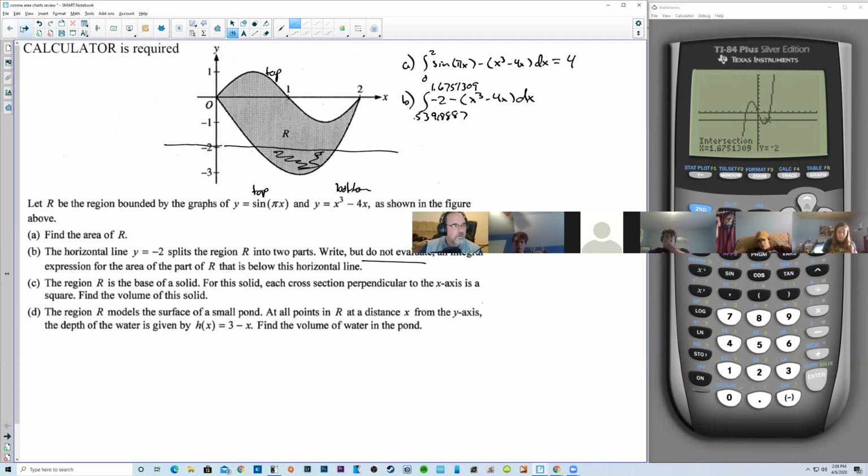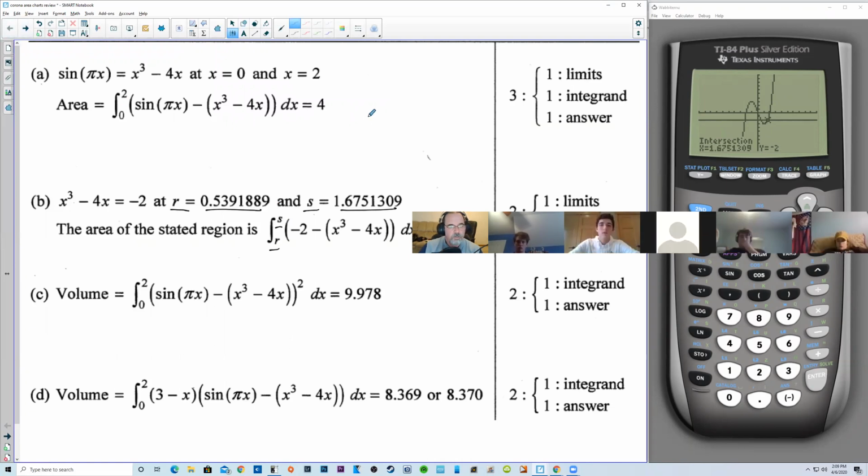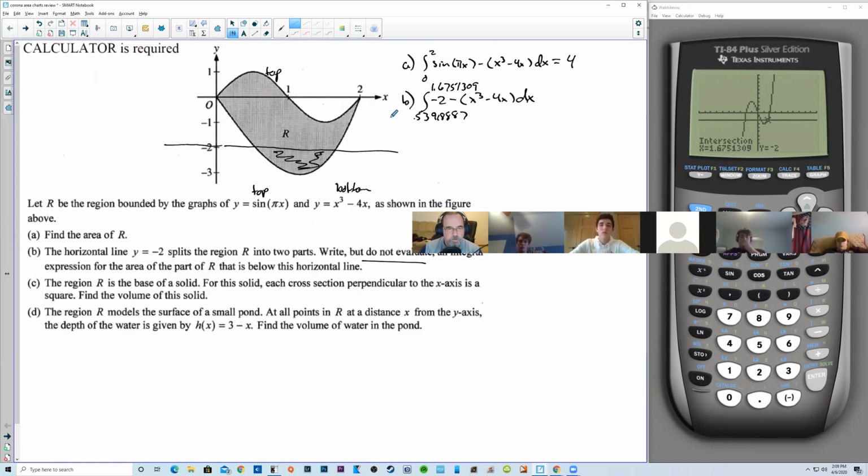Now, on the rubric, you can see that they say, well, R is this number, S is this number, and then they write R and S. It doesn't matter what you do there. You can write it like I do or write it like they do, no problem. As long as you label stuff, then you can write whatever you labeled it.